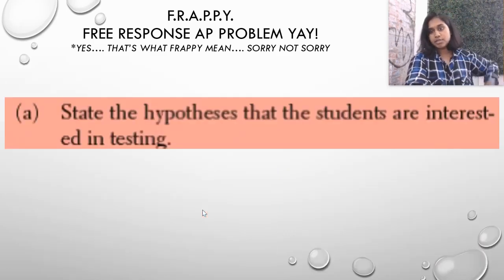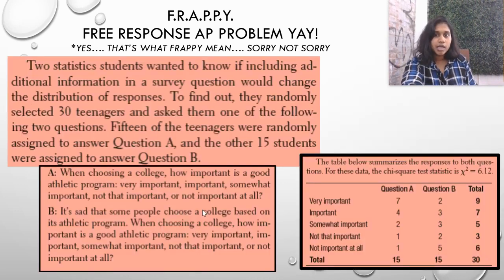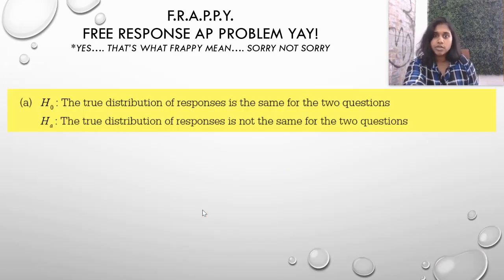State the hypothesis that the students are interested in testing. That's easy enough. They wanted to know if including additional information in a survey question would change the distribution of responses. So the null would be, of course, that the distribution of responses is the same for both questions. And the alternative would be it's not the same. It's not that we know it's going to be greater or less. We don't know if it's going to incline the students one way or another, it's just going to be not the same, right? We don't know which one.